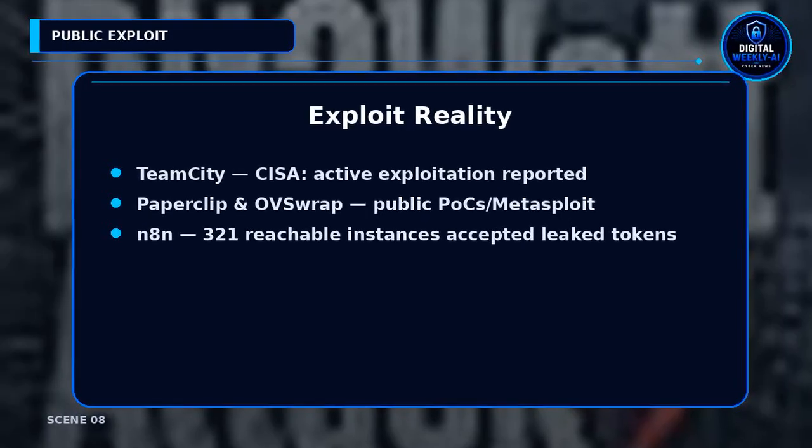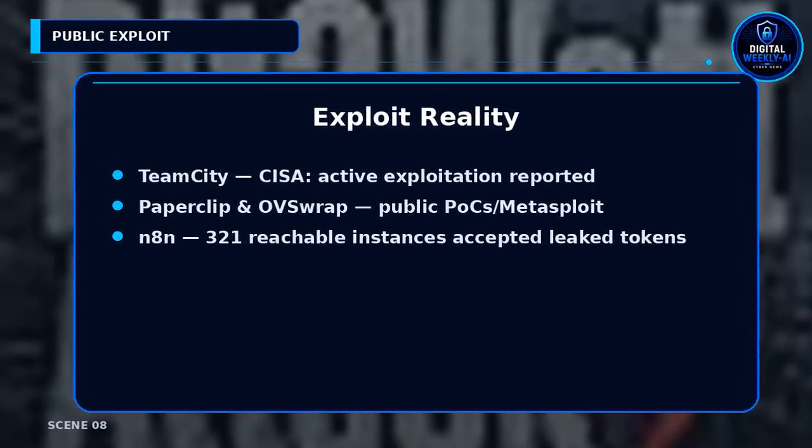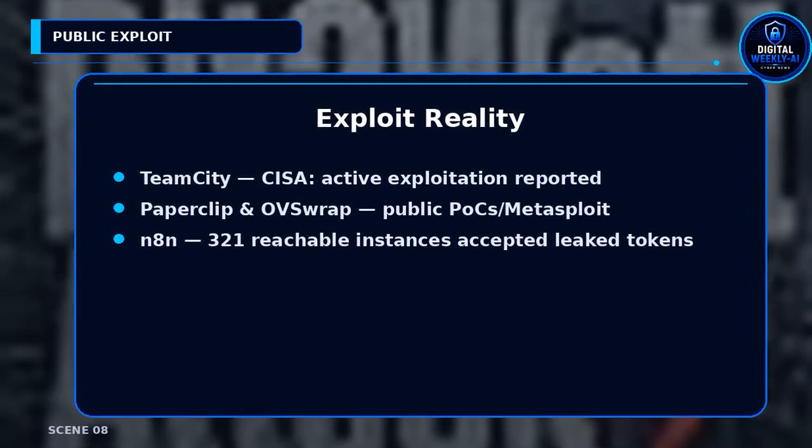Exploit reality is mixed. CISA flagged active exploitation for TeamCity. Paperclip has a public Rapid7 Metasploit module, and NVD lists proof of concept. No broad mass campaign has been publicly confirmed. OVS Wrap has a public proof of concept yielding local root on many default distributions, and was patched upstream.